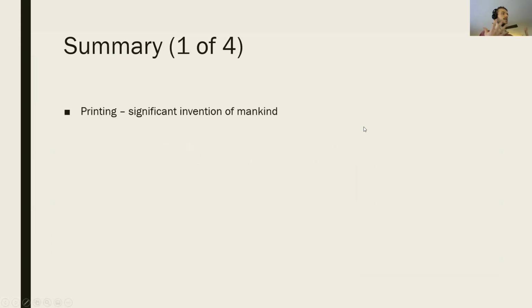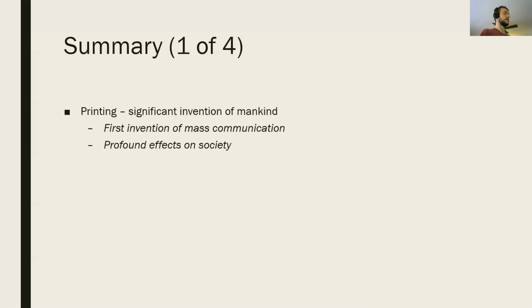So printing, as we've talked about, is, I am arguing, one of the most significant inventions of mankind. The reason for this is that it was one of the first major inventions of mass communication. Printing made it much easier to communicate with a much wider amount of people. And since our society depends on the way that we communicate with each other, this had profound societal impacts, as I went into in detail.